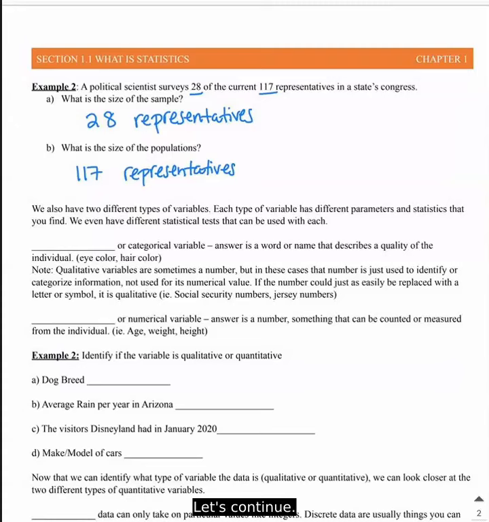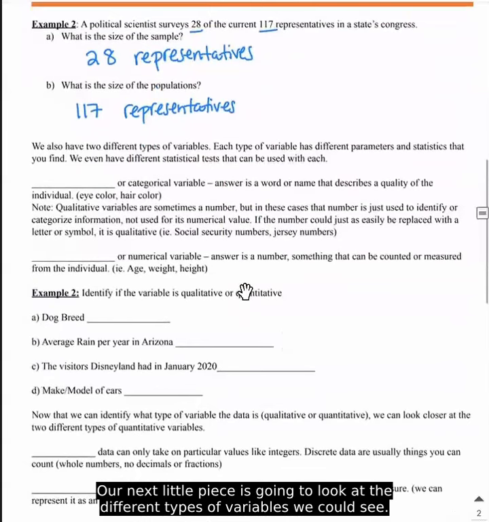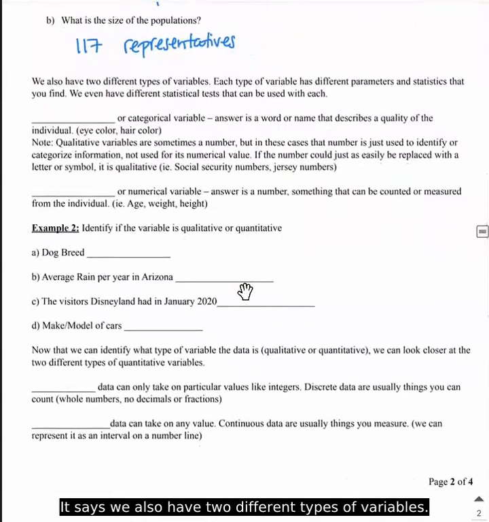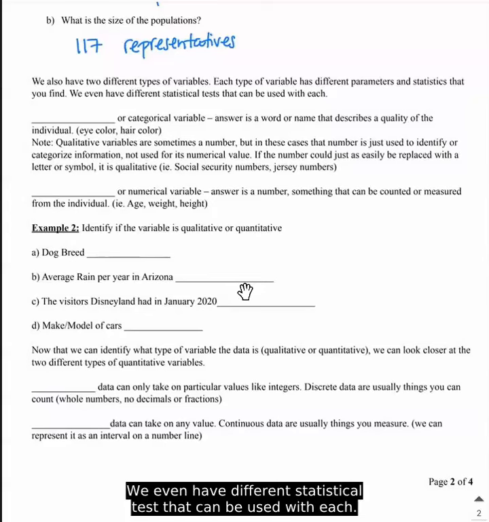So let's continue. Our next piece is going to look at the different types of variables we could see. We have two different types of variables. Each type of variable has different parameters and statistics that you find. We even have different statistical tests that can be used with each. So the first one we're going to look at is what we call qualitative.